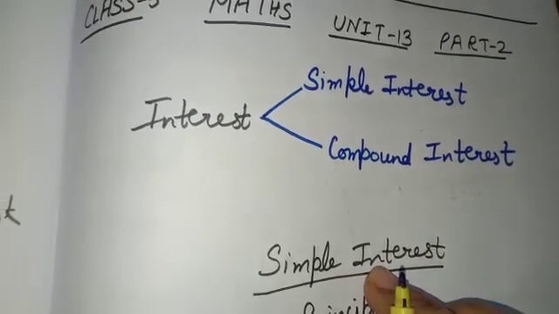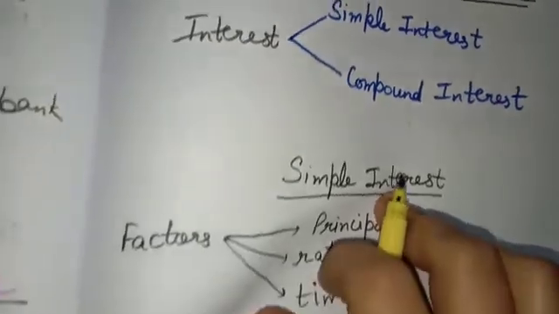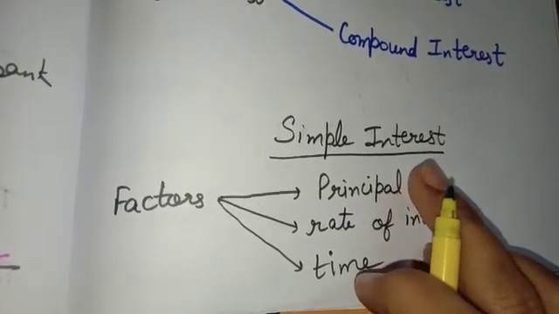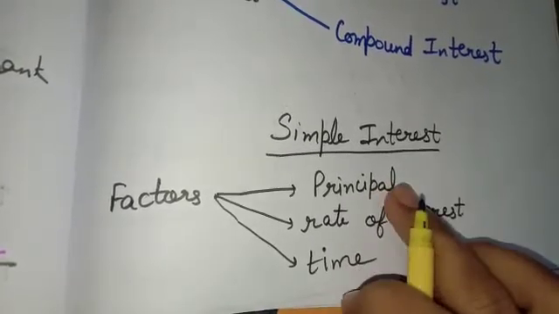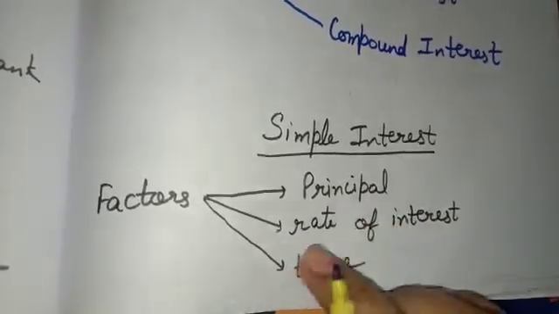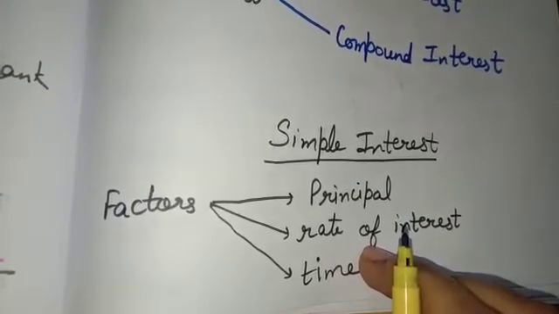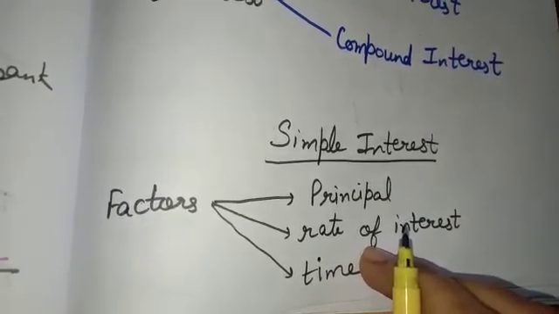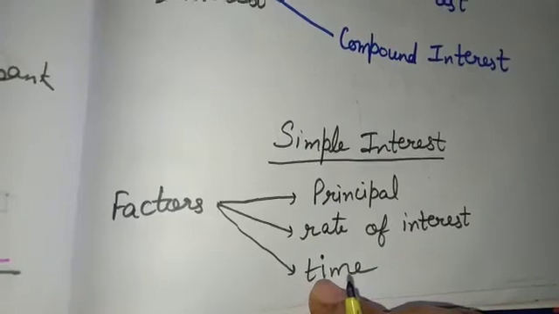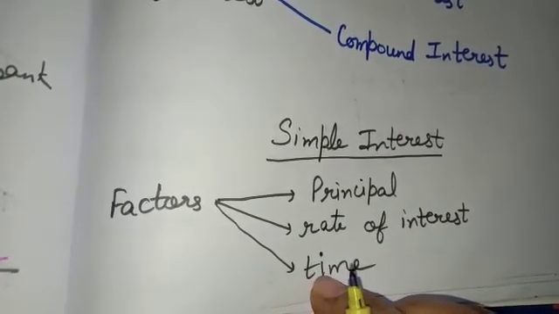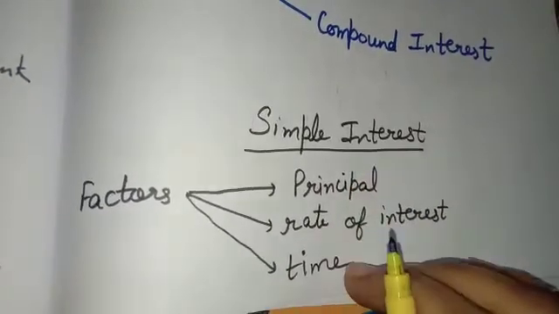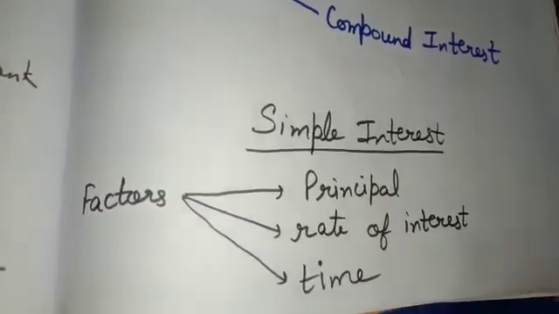The simple interest we calculate depends upon three factors. The three main factors are principal, which means the sum of money. The money deposited in a bank is called principal. The next factor is rate of interest. Rate of interest means extra money charged by the bank for every 100 rupees deposit. The third factor is time. The period of time for which money is kept in a bank is called time. So, to find simple interest, we need three factors: principal, rate of interest, and time.